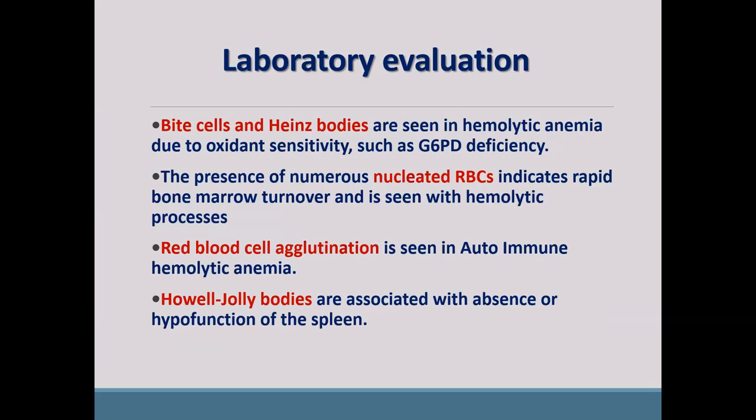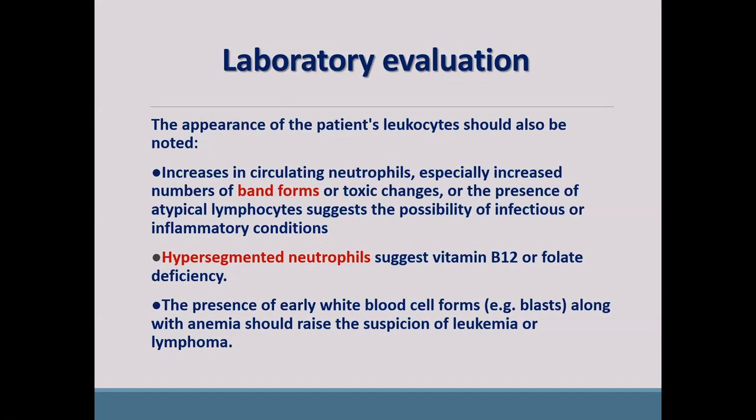Also, bite cells and Heinz bodies are seen in hemolytic anemia due to oxidant sensitivity such as G6PD deficiency, and Heinz bodies, composed of stromal protein with denatured hemoglobin, are seen in the first few days after hemolysis. Then they disappear rapidly from circulation because they are removed by the spleen. Presence of nucleated RBC indicates rapid bone marrow turnover as seen in hemolytic anemia, red blood cell agglutination in autoimmune hemolytic anemia, and Howell-Jolly bodies are associated with absence or hypofunction of the spleen.